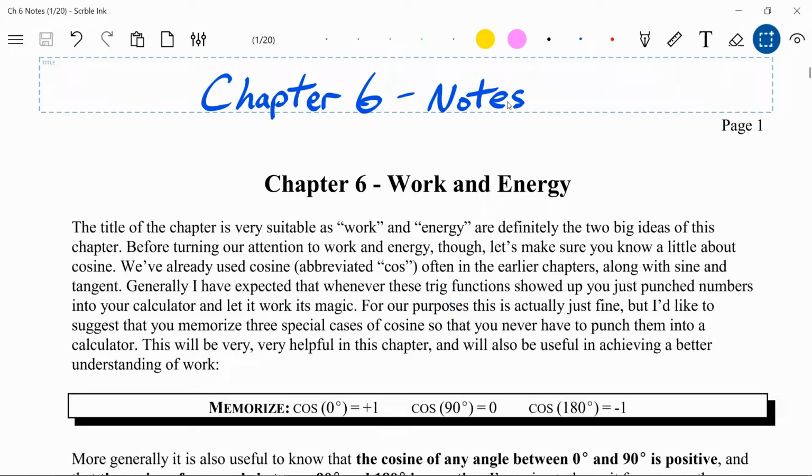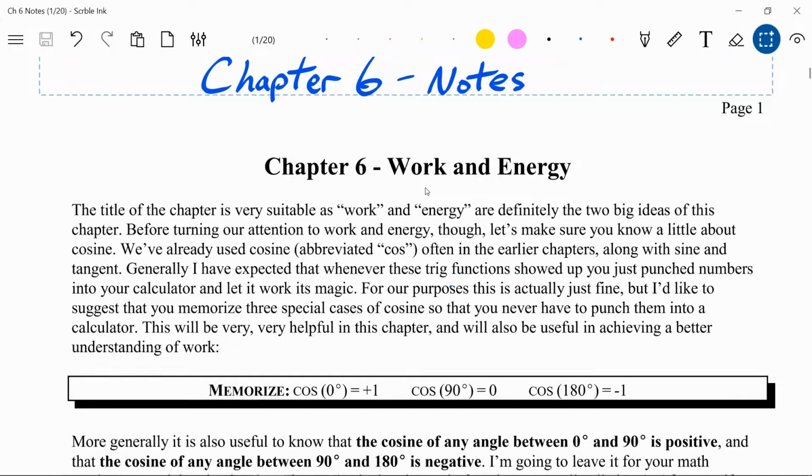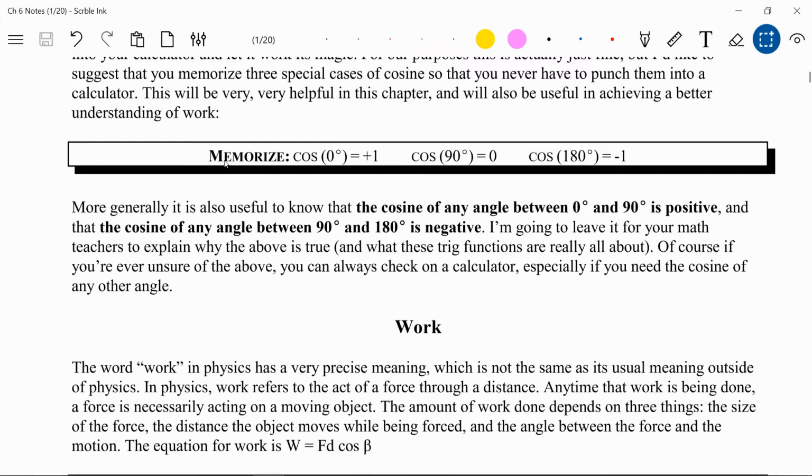Okay, so let's go through this. Chapter 6, Work and Energy. In the first box, I just give you a quick bit of advice here. It is really worth your effort to memorize just these three cos values. The cosine of 0 degrees is positive 1, cosine of 90 degrees is 0, and the cosine of 180 degrees is negative 1. Those three values in particular show up a lot in problems, and it's kind of nice if you just intuitively know them.